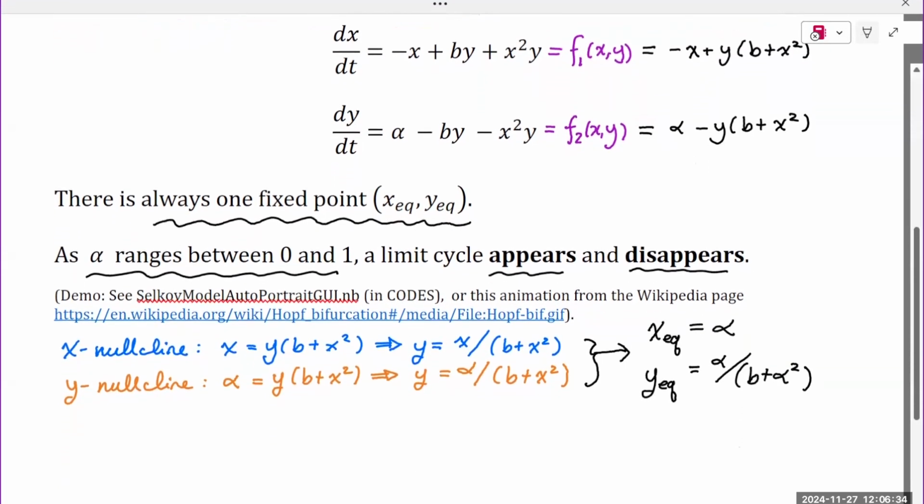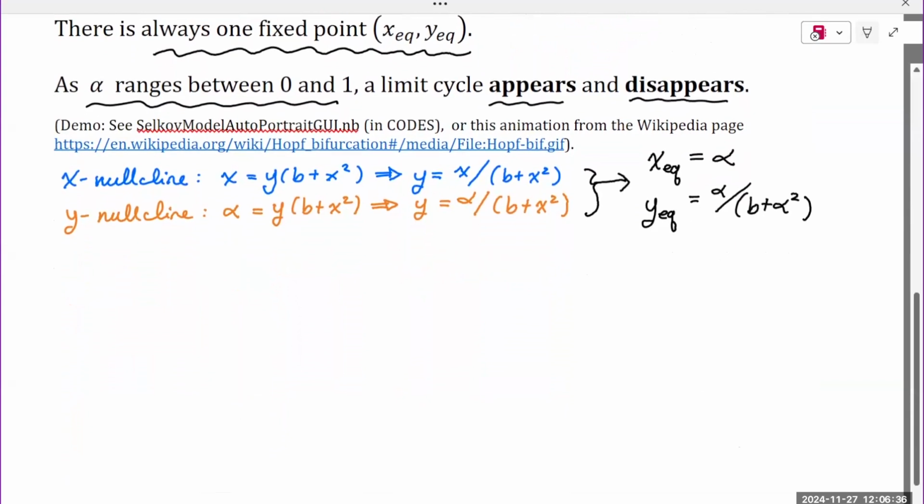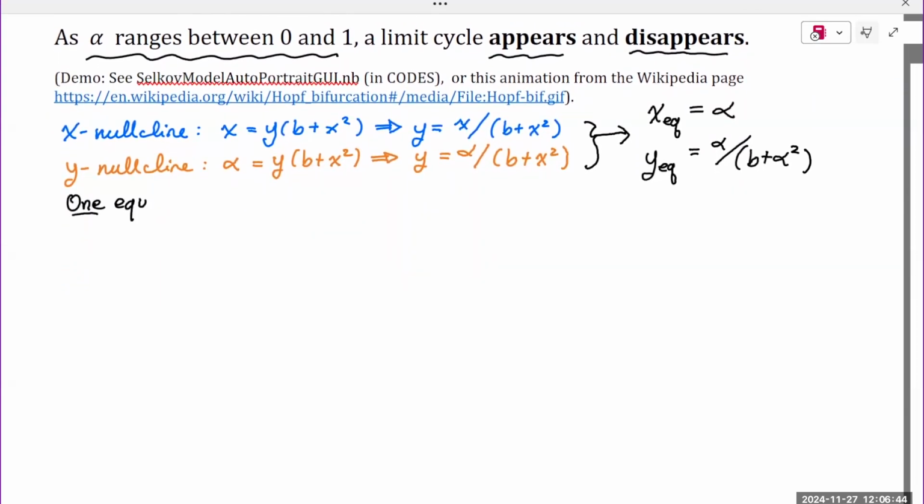So we see that the system has one equilibrium point that depends on alpha, and at alpha equals 0, that equilibrium point is at the origin. Now, it turns out that because of the nature of these equations, it's not super easy to solve explicitly for the location of the bifurcation points, but we can do some numerics and we can look at sample alpha values for which the stability of our equilibrium point is different.